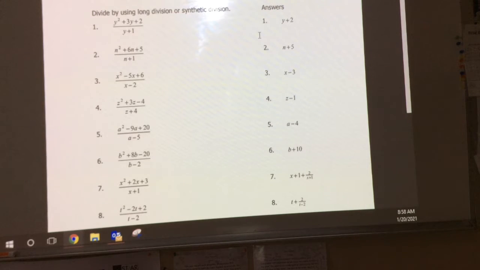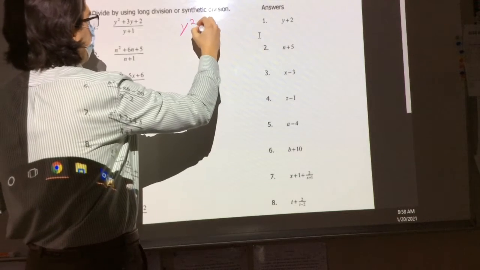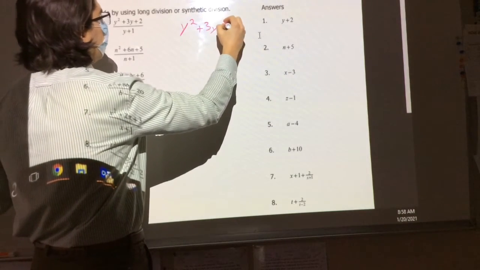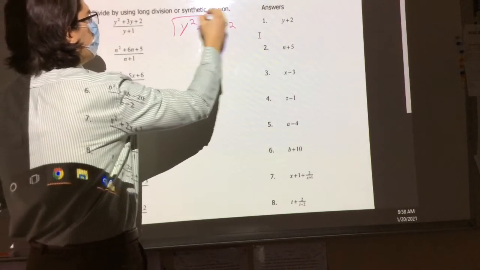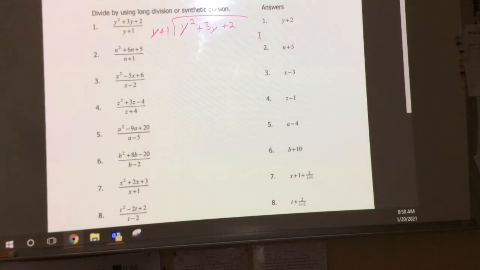Okay, so for this first one here, starting off with y squared plus 3y plus 2 divided by y plus 1. So y squared plus 3y plus 2 divided by y plus 1. All right, Colin, can you tell me what should I do first?